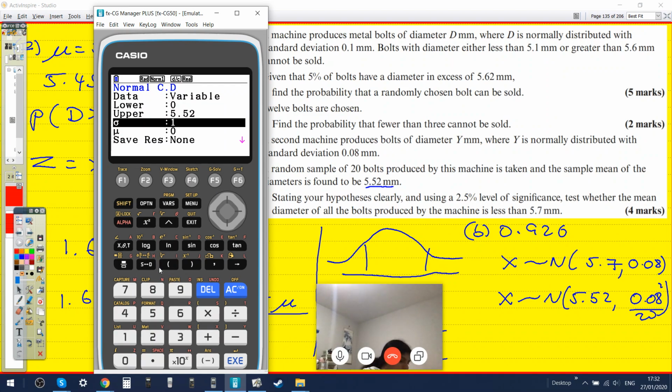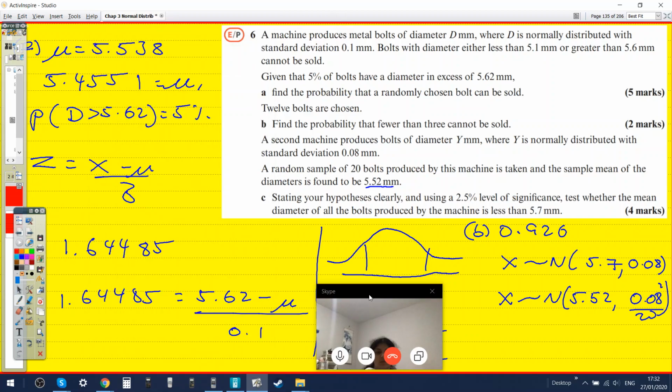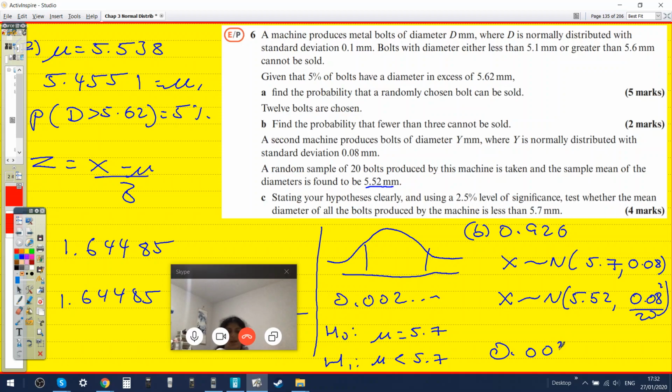Standard deviation is the square root of 0.08 over 20. It's divided by 20. The mean 5.7. I thought the mean would be 5.52. I think I got the same as you. 0.002. Yeah. 0.002.